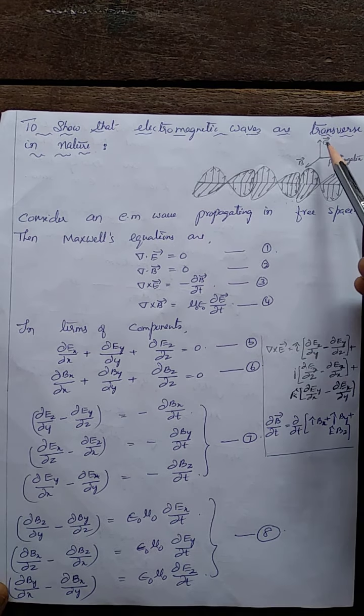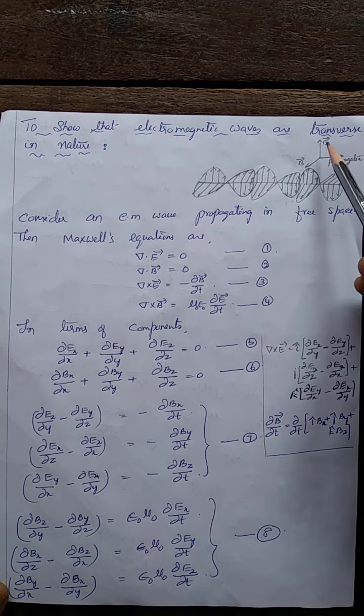So here, let the electromagnetic wave be propagating through free space. The original Maxwell's field equations reduce to this form in free space. In free space, conductivity is 0, so rho is 0. That's why del dot E is 0, del dot B is 0, del cross E is minus del B by del t, and del cross B is mu naught epsilon naught del E by del t.